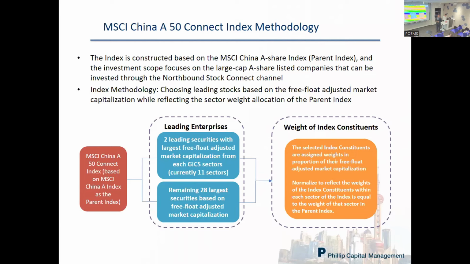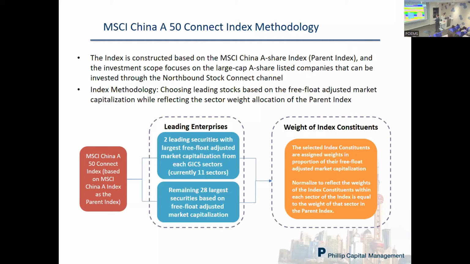So essentially, what you end up with is a selection of companies basically in terms of free float market capitalization. At the same time, there is some diversification because of this deliberate process to select leading stocks from each of the 11 sectors.